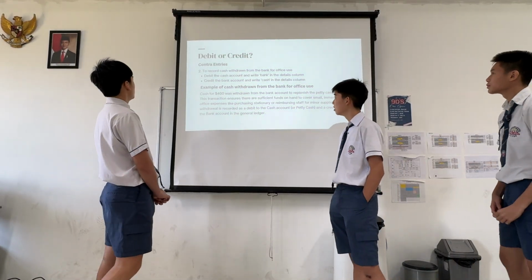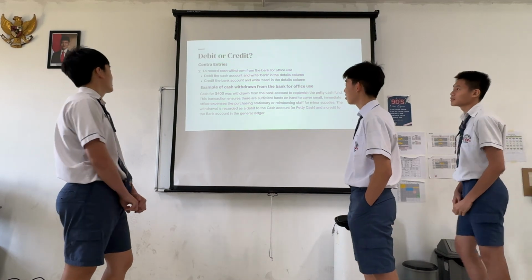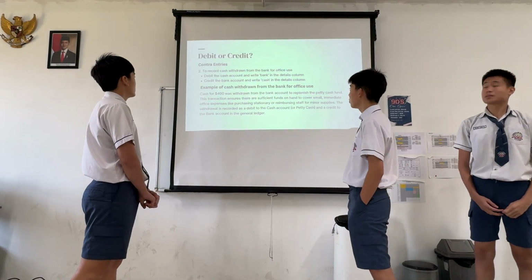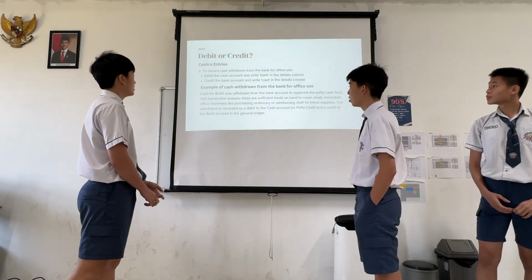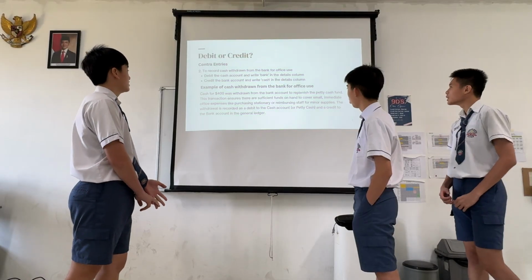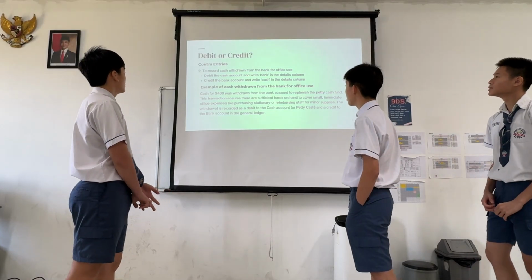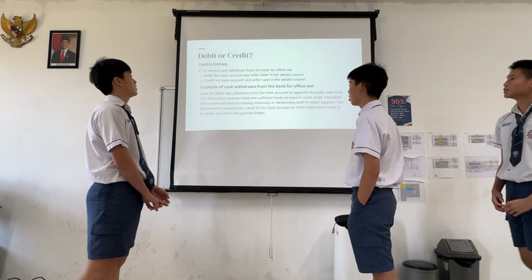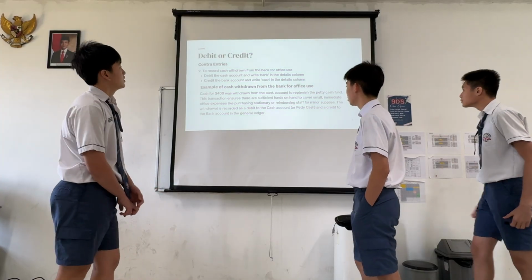Next. Debit or credit, contra entries. 2. To record cash withdrawn from the bank for office use, debit the cash account and write bank in the details column. Credit the bank account and write cash in the details column.